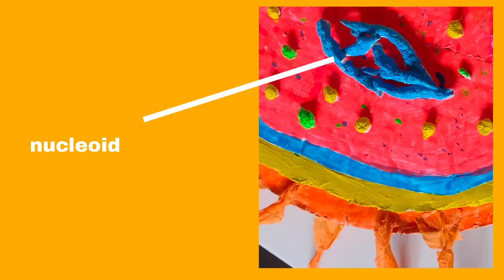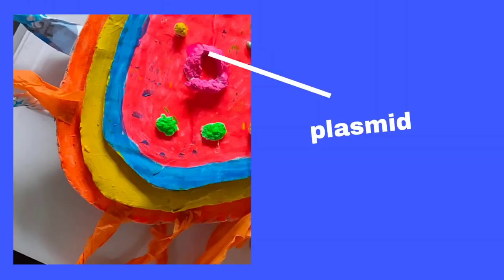Nucleoid is an irregularly shaped region within the prokaryotic cell that contains all or most of the genetic material. Plasmid is a small extrachromosomal DNA molecule within a cell that is physically separated from the chromosomal DNA and can replicate independently. They carry genes which carry beneficial traits for the bacterial cell.